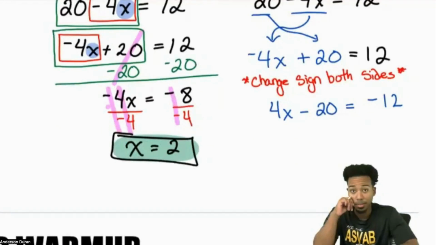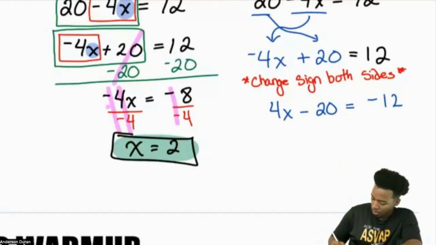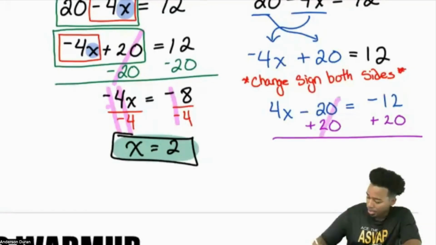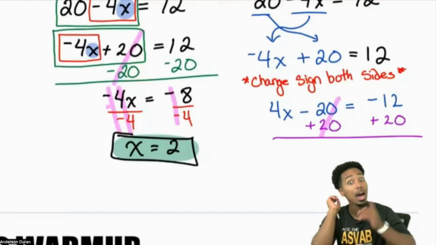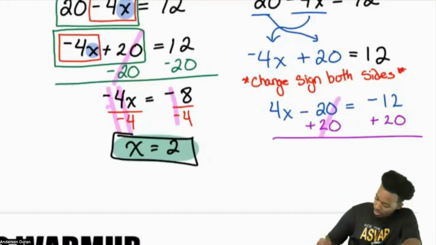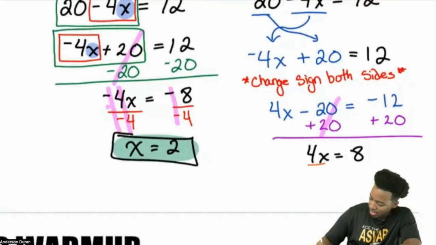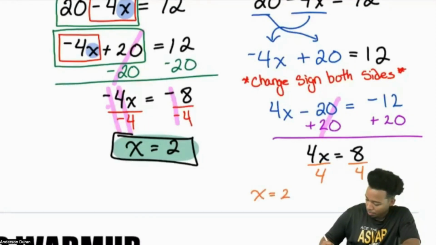It might, because when you take the proper steps and you continue, add 20 on both sides, instantly, you might be able to tell negative 12 plus 20 is the same as 20 minus 12. That's 8. So we have 4x equals 8. And I know the next step is divide that 4 on both sides, and we get x equals 2.